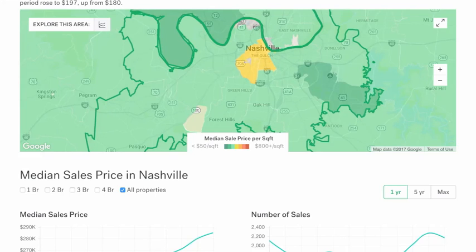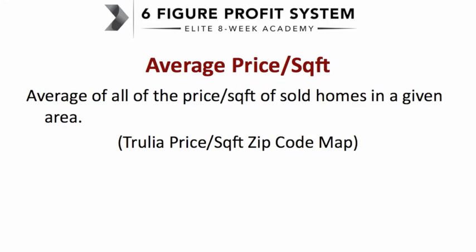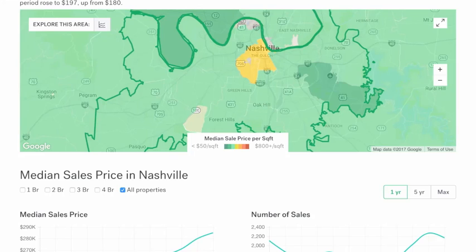So that's really important because it tells us what the values are of properties we may be looking at, and it gives us a breakdown of how the market's changed. So look at this one right here. Zip code 37203 has a median sale price of $350 a foot. So I'm just going to grab my calculator.